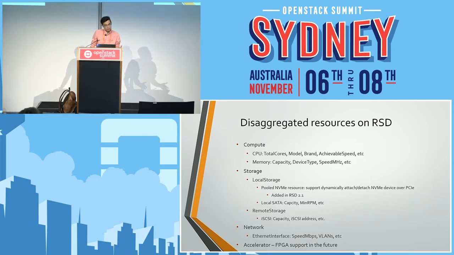For storage, current RSD supports two kinds of storage, local storage and remote storage. For local storage, the user can specify the capacity of a local SATA device. And one more thing: the latest RSD 2.1 release supports the user dynamically attaching an NVMe device to, or detaching it from, an existing composed node. Obviously, for remote storage, it supports iSCSI storage. And for networking, you can just specify the bandwidth of each networking interface.